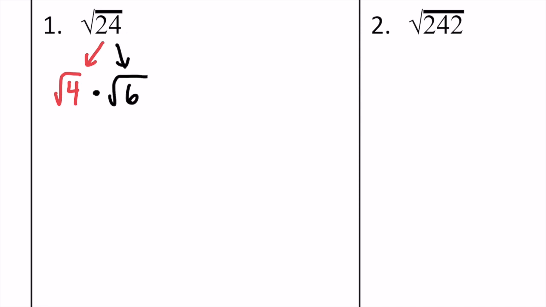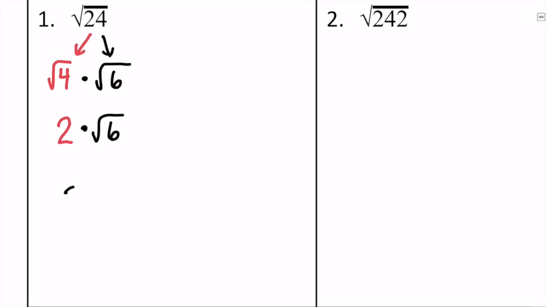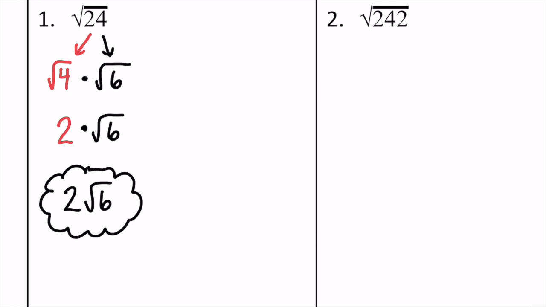The reason why I did that is because now I have the square root of 4, which I know is a whole number. If I have a perfect square, the square root of it is going to be a whole number. So I can change this to be 2 times the square root of 6, and then I just write that as 2 square roots of 6. And this is the simplified version of that square root.